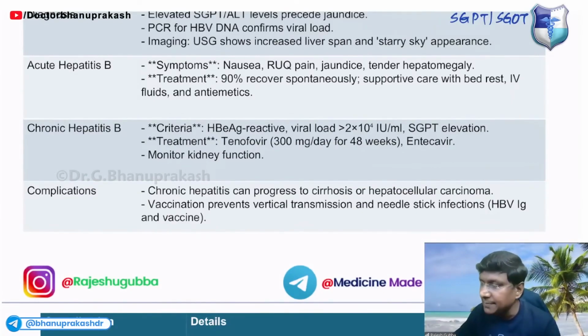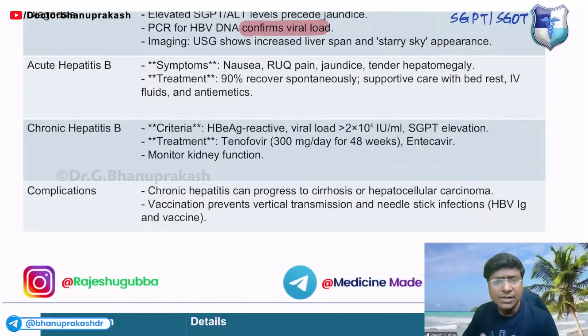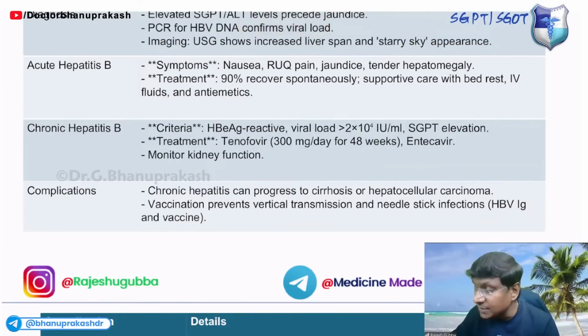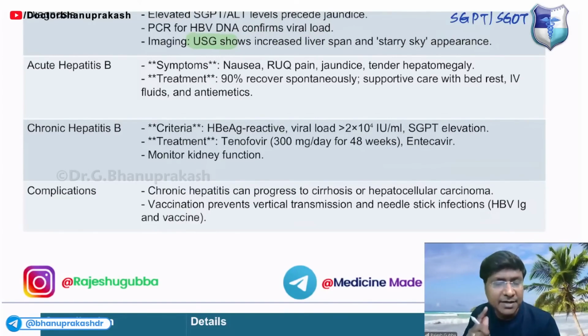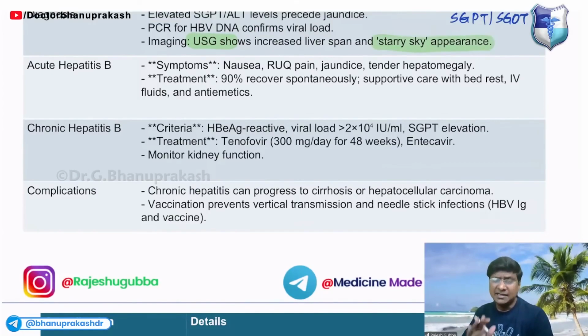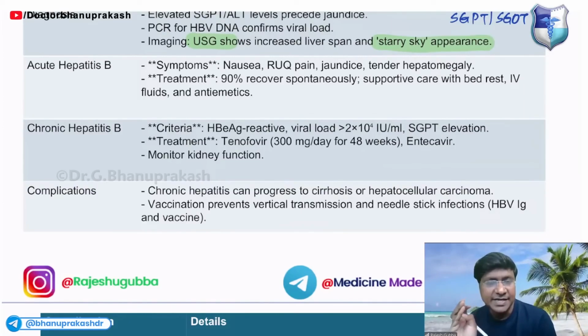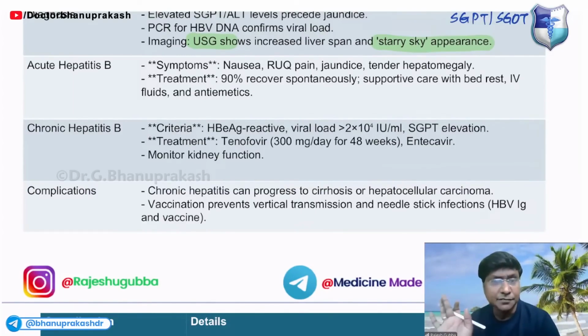Done? Next. Coming to the diagnosis, I have already said that is by your viral load and serology. The question here is on the ultrasound abdomen. Ultrasound abdomen in acute viral hepatitis, what is the appearance? That is the starry sky appearance. And this starry sky appearance, I hope you know all these questions, right? Lymph node biopsy showing starry sky appearance. Where will you have lymph node biopsy starry sky appearance? Very good, Burkitt's lymphoma, right? Then CT brain starry sky appearance. Where will you have that?